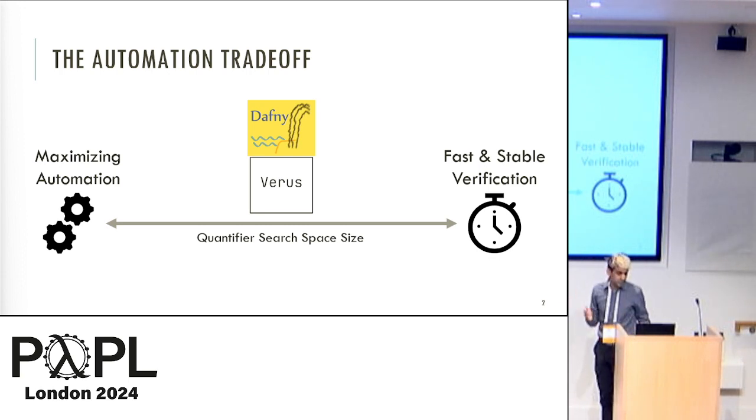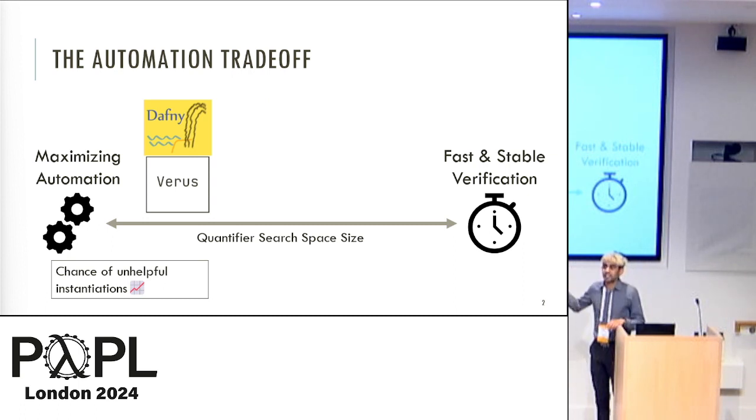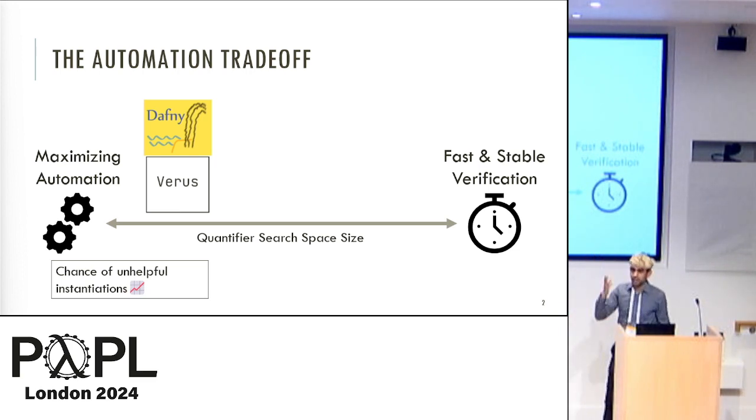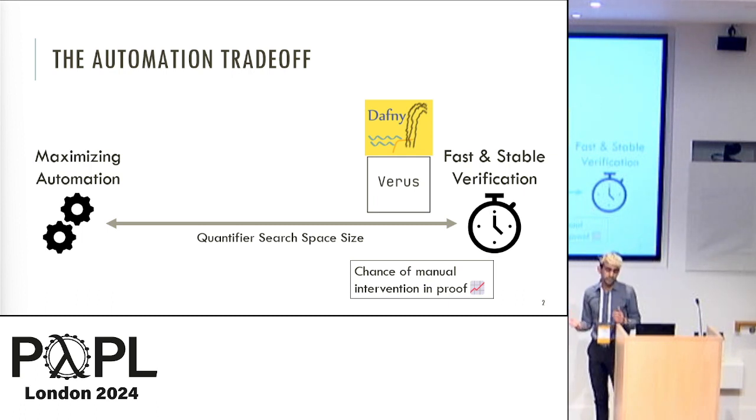The more quantifiers you end up having in your search space, the more you might be able to find for free, but the chance of running into some kind of unhelpful instantiation and falling into some kind of rabbit hole search might end up costing us verification. And we might move towards the other side with a smaller search space, but this is when you might need to manually intervene with some kind of assert that wasn't able to be found automatically.